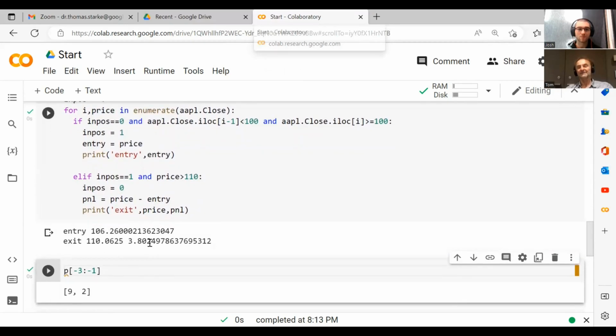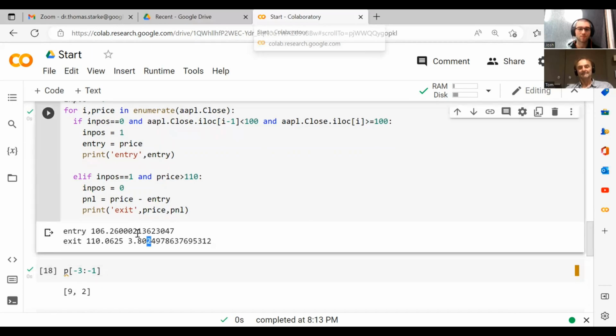Okay, and we made a profit of, and actually it's interesting, look, the entry, we said it should be above 100. It's 106, so there's quite a big gap. It doesn't go through smoothly. It actually jumps quite significantly. And then you can see here it exits just over 110 at a profit of $3.8.